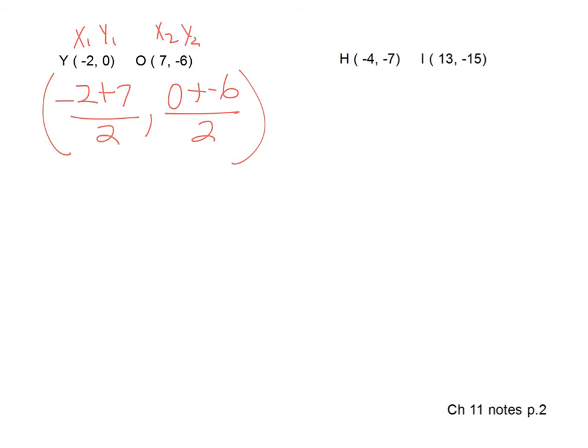If I do negative 2 plus 7, that's 5. 5 over 2. You can leave your answer as 5 halves, or you can write 2.5, comma, and then we have negative 6 over 2. That's negative 3. So that's your midpoint.